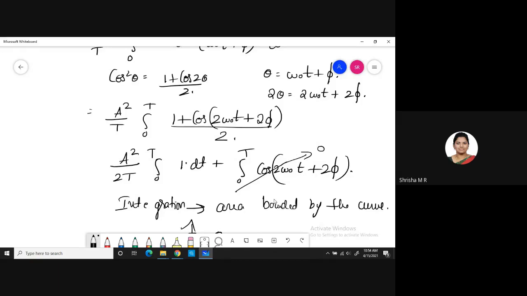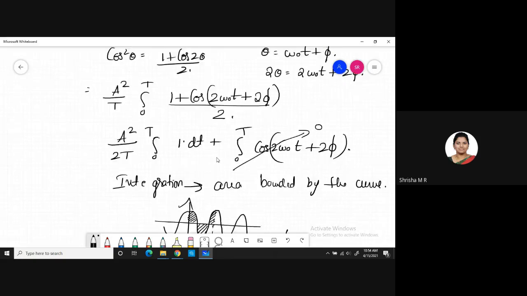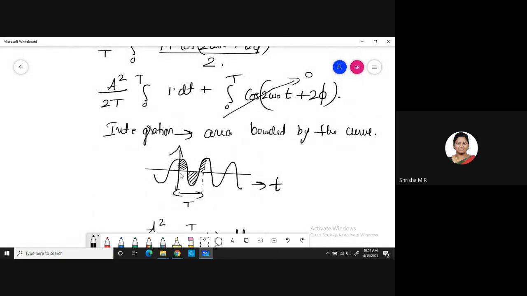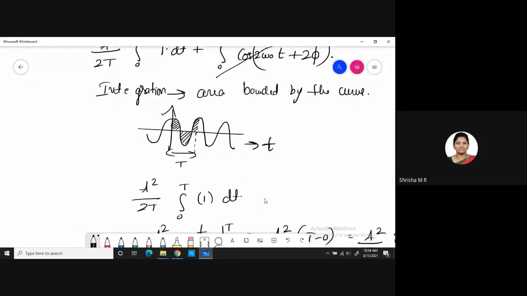The integration of cosine over an entire period is 0, because integration is the area bounded by the curve. If we plot this cosine, you have positive area and negative area, so it gets nullified. So the integration of cosine over the entire period T will be 0, and that term becomes 0.